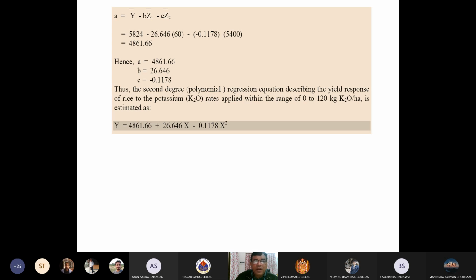So these are the estimated values of A, B and C. A value is 4861.66, B value is 26.646 and C value is minus 0.1178. If you put these values in the equation, you get the equation y is equal to this. So now we have estimated the equation. We have developed the equation, or we have fitted the equation. So for that data, this is the quadratic equation. Since the value of C was minus, therefore here the term becomes minus.